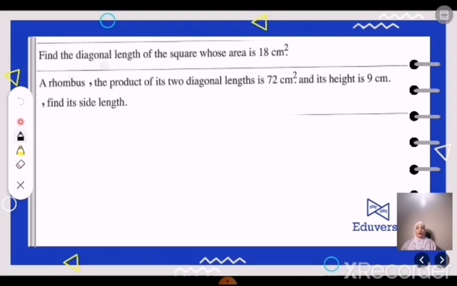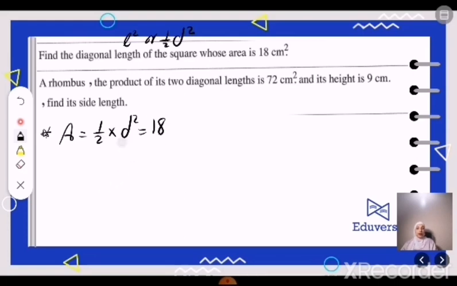Find the diagonal length of the square whose area is 18. How to get it? Okay, I know that the area of the square can be found using one of two rules. It can be length to the power 2, or half multiply diagonal to the power 2, because the two diagonals of the square are equal in length. Then the area will be half multiply diagonal power 2, which already equals 18.